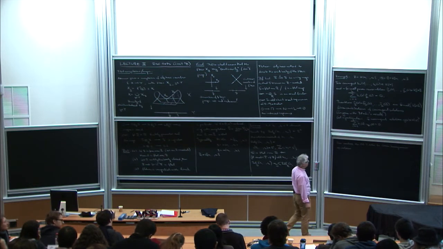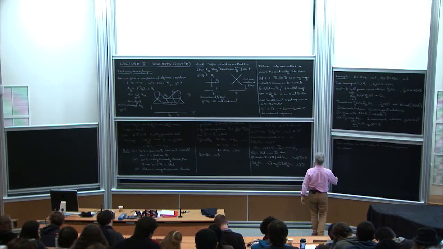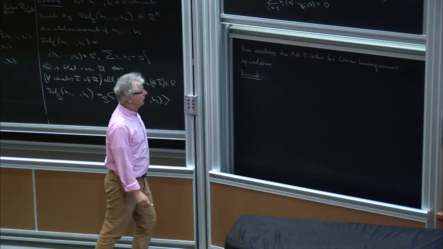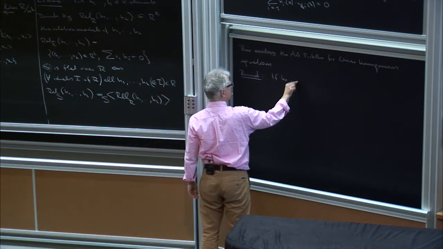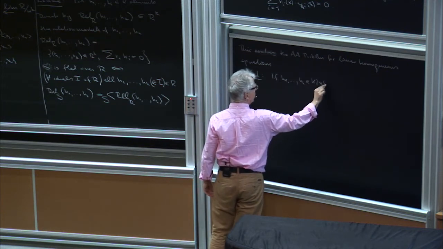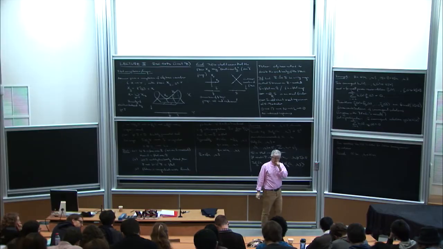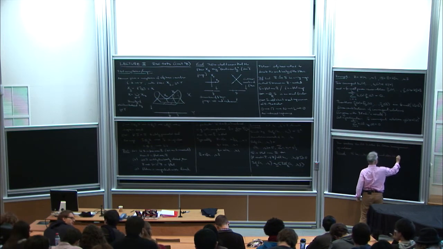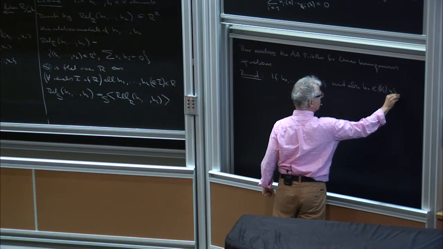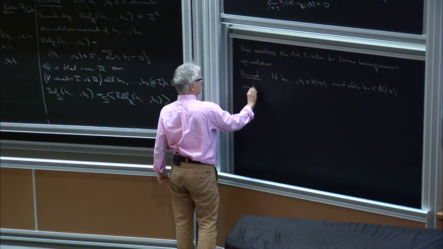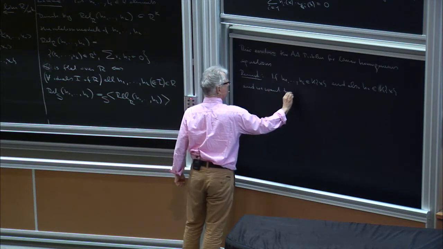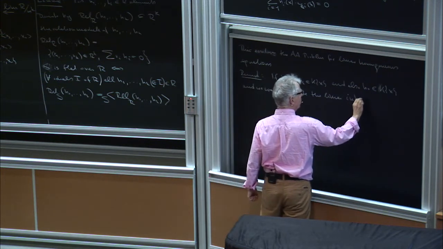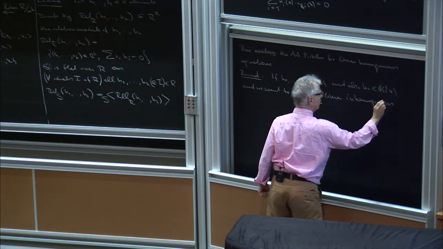Okay? So, maybe just a remark. If H1, ..., Hk are in k<x> as before, but if you have an additional one, H0 also in k<x>, and we want to solve the linear inhomogeneous equation.